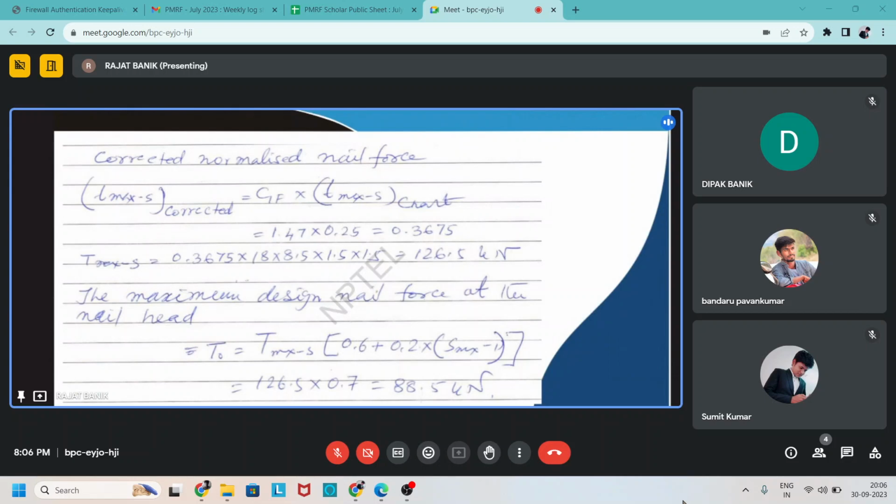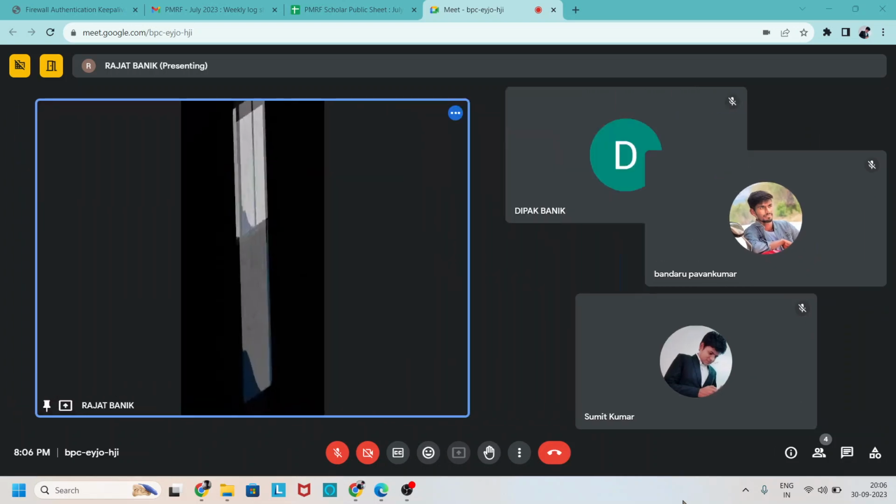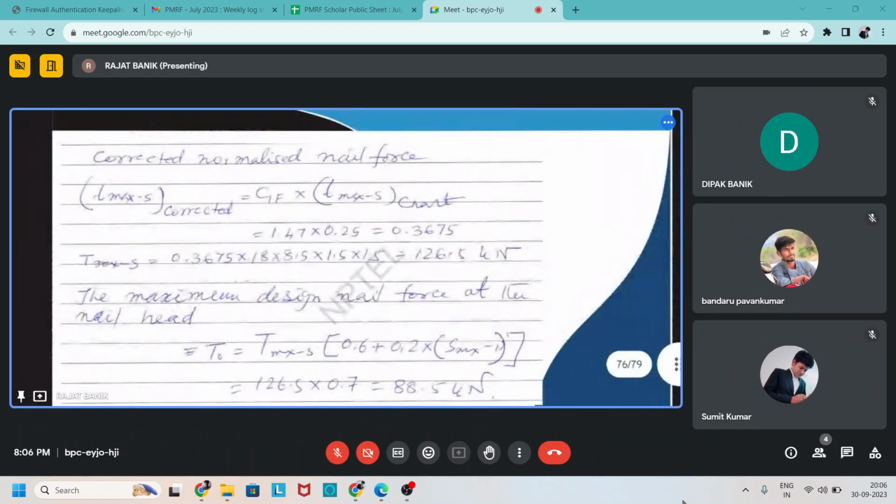Then we find the maximum design nail force at the nail head. For this, we use one formula: T naught is equal to T max into 0.72 into S max, where S max is the maximum spacing in the vertical and horizontal directions. After putting all this into this formula, we find the total maximum nail force at the head.